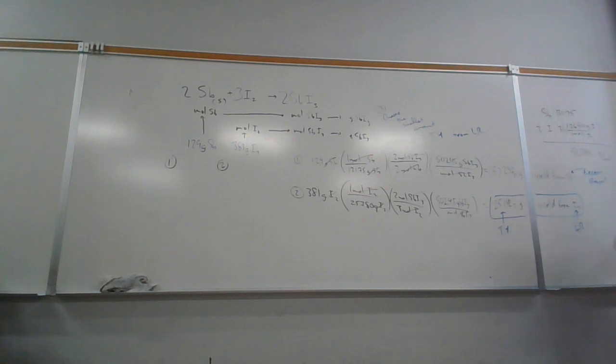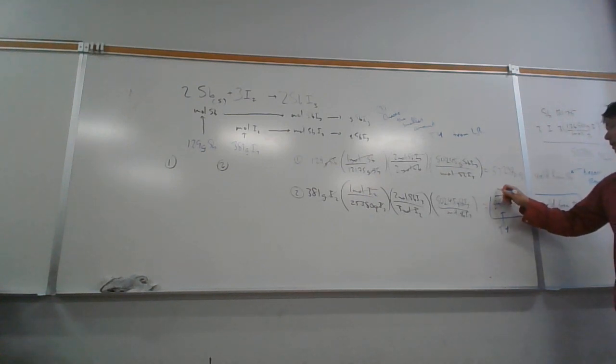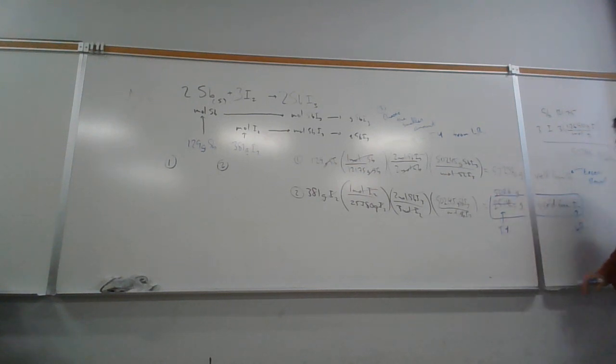503 grams. 503 grams? Okay, give me some more digits. 502.855. All right, I guess we're only allowed 3 sig figs, so let's do 502.8 grams. Well, fortunately, that's still the limiting reagent. Is that what other people got? Yeah, okay. So 503 grams would be the yield.